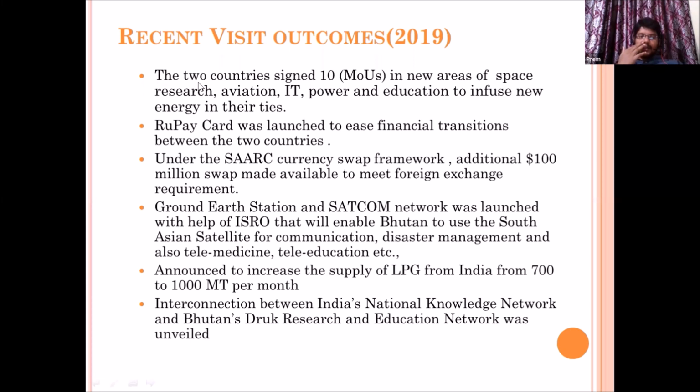There was a request by Bhutan to extend the currency swap agreement. They want more Indian rupees that can be exchanged with their currency. As part of that, we have made an additional 100 million dollar swap provision for Bhutan. That is the second agreement. And the third thing, for the first time, ISRO has set up a ground station. We have launched a South Asia satellite, but to receive information from the satellite, you also need a ground station. This ground station is constructed by ISRO in Bhutan.